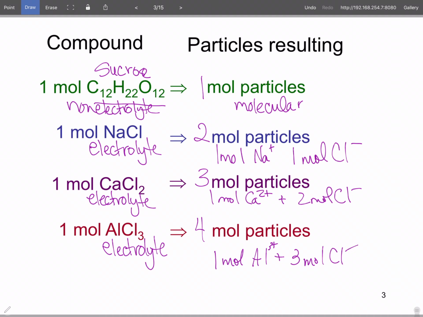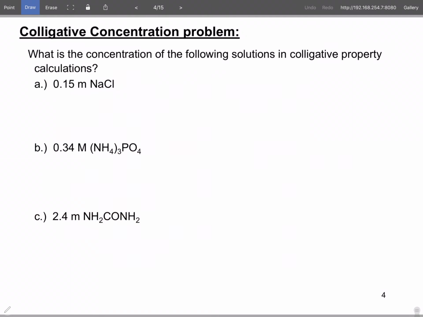So when we look at species with respect to colligative properties, we've got to look at the number of particles, what they are and what they're going to do. So for example, what is the concentration of the following solutions in colligative property calculations? Basically, you're going to multiply by the number of particles that are present. Sodium chloride is an electrolyte. It's going to dissociate into 2 particles. So with respect to colligative properties, we're going to have 0.3 molal.